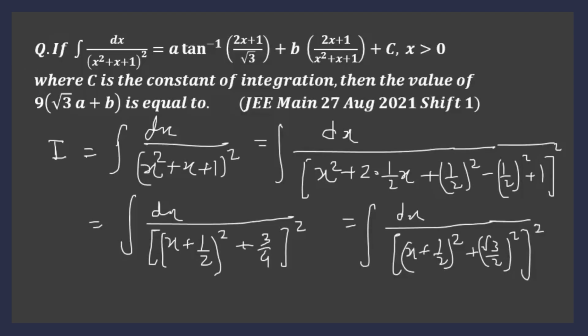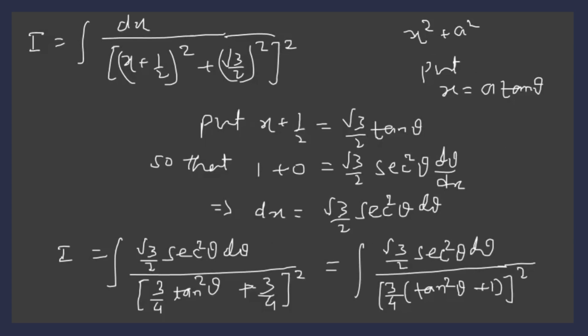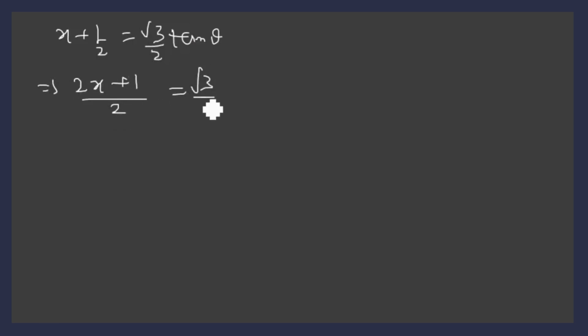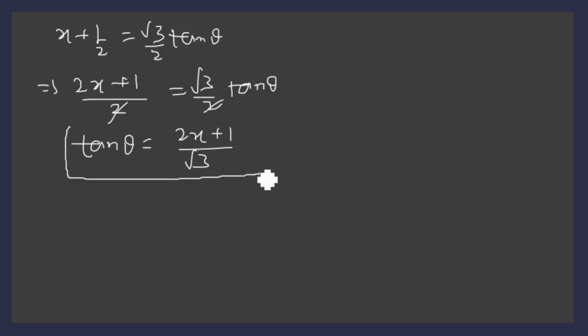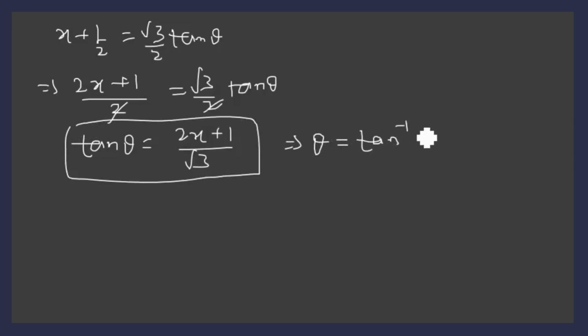Now what we have done here is substitute x plus 1 by 2 equal to root 3 by 2 tan theta. So from here we can write 2x plus 1 by 2 equals root 3 by 2 tan theta. If we cancel this 2 and 2, we get tan theta equal to 2x plus 1 by root 3. From here we can get theta, that is tan inverse of 2x plus 1 by root 3.